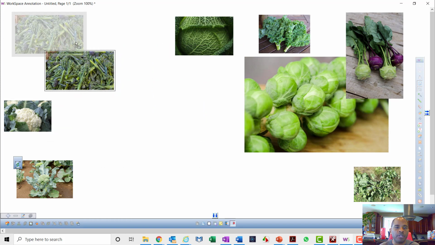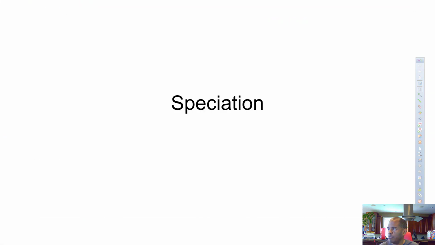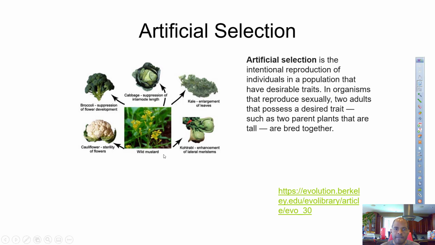So what's interesting about all these is that they all originated from a single plant. So this plant that we're looking at here is the wild mustard. And the wild mustard is a plant that has been grown for hundreds of years. And what the ancient farmers did is they said, you know what, we really want a leafy vegetable. And another farmer said, I really want, focus on the flower. Another one, I want to focus on the stem.